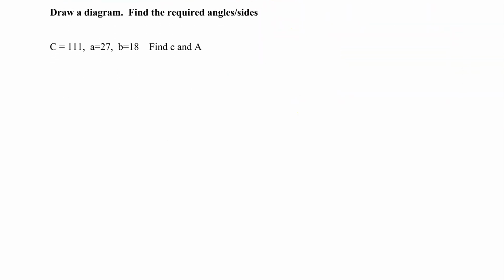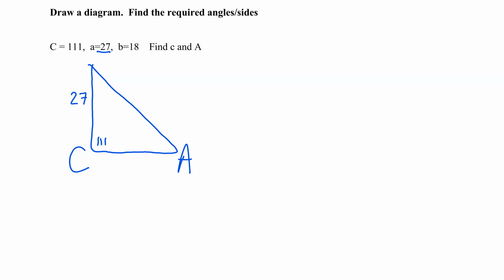Okay, so we're doing two questions today. The first one is this, and I'm going to go ahead and draw something that's kind of like a right triangle, right? And that angle is 111 degrees. That's angle C. Side A is 27. I'm going to call this side A, so this must be capital A. Side B is 18. So I'm going to call that capital B, and this will be lowercase c.